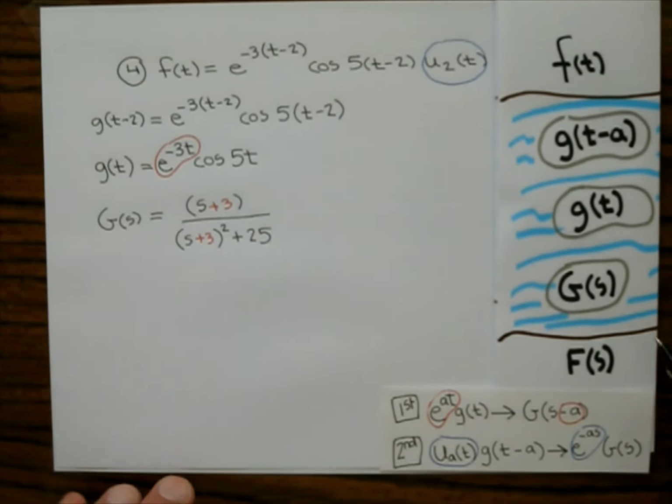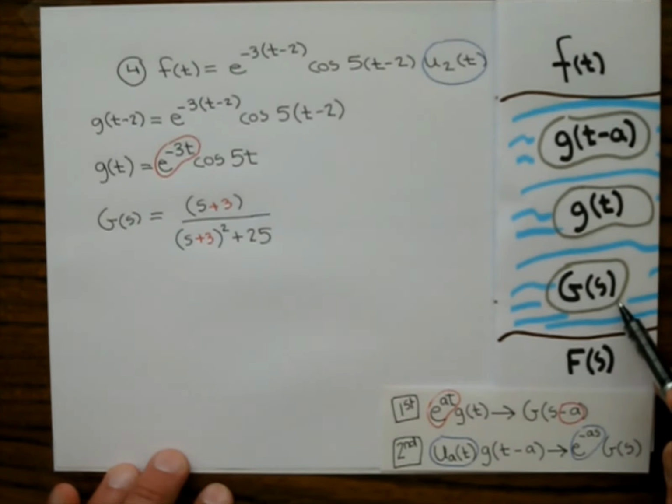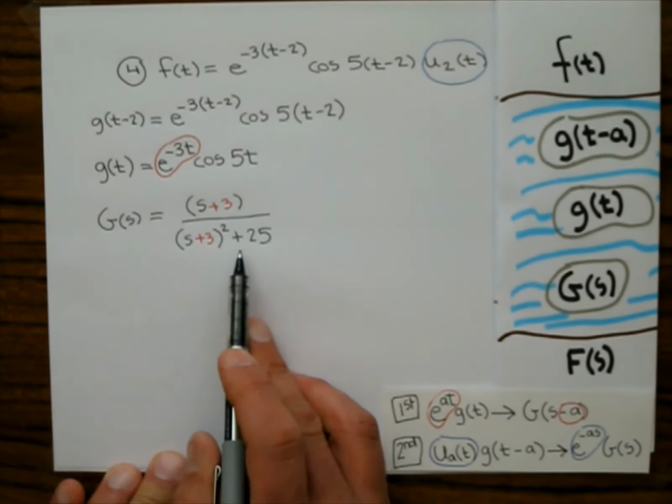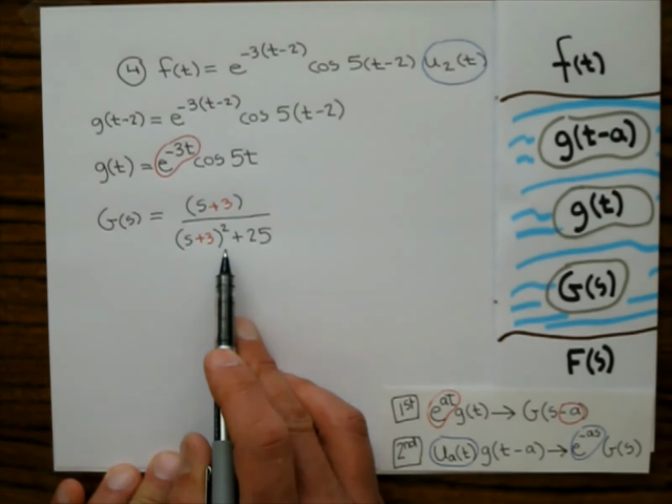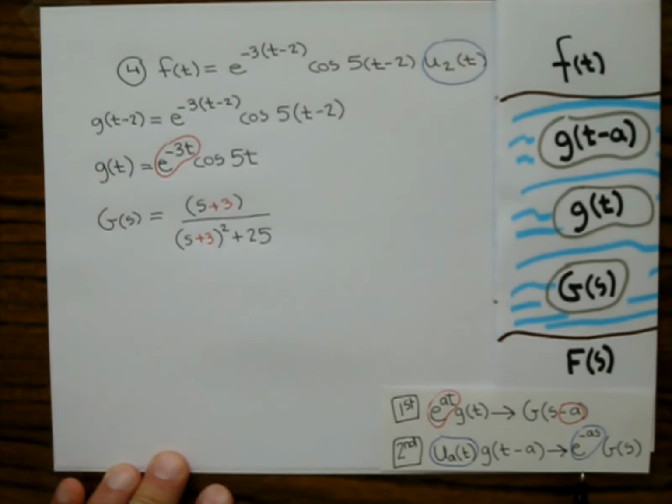And I am now standing on this rock right here. I'm ready to jump to the shore. The only thing I need to do to jump to the shore is multiply this guy by e to the negative 2s. See, that's what we have. We found that guy right there.